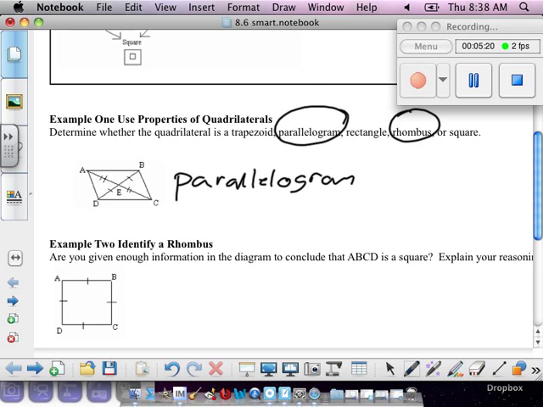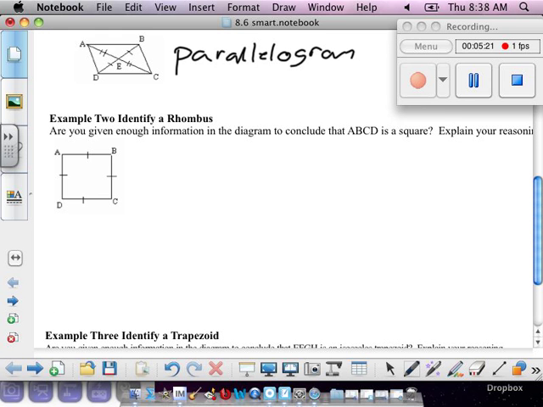All right, let's move on to example 2. Are you given enough information in this diagram to conclude it is a square? Explain your reasoning. Okay, hands up if you think yes, you can prove it's a square. Okay, hands down. Hands up if you say it can't be proven.